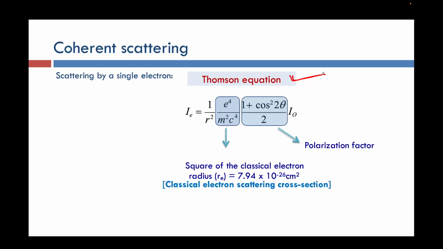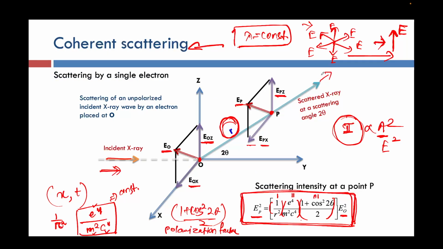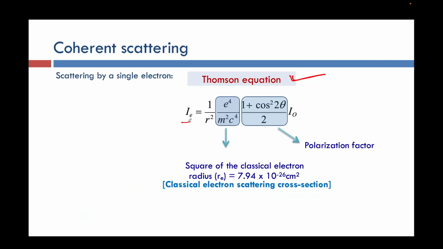Here if you see 1 plus cos square 2 theta. Now what did I do here? Here I had written E naught square. Now I have changed this into IE, right? That means the intensity that I will get from the scattering by a single electron. This will be given by IE equals 1 by r square, where r is the distance from the scattering center where I am measuring the intensity, times e4 divided by m square c4, times 1 plus cos square 2 theta by 2, times I naught, right?